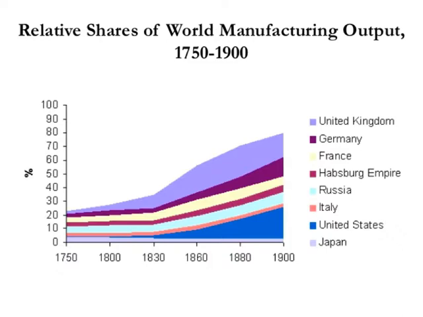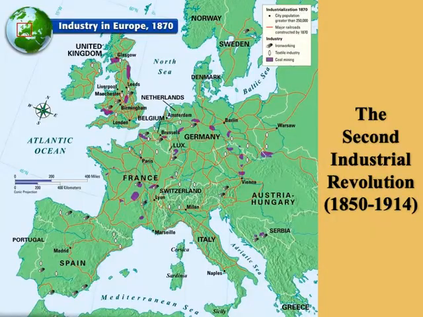That begins to change right around mid-century with the introduction of the country of Germany, the proclamation of the German Empire in 1871. And it is in Germany that we see the beginnings of the Second Industrial Revolution, which we can date roughly from 1850 and then continuing all the way up until the First World War.